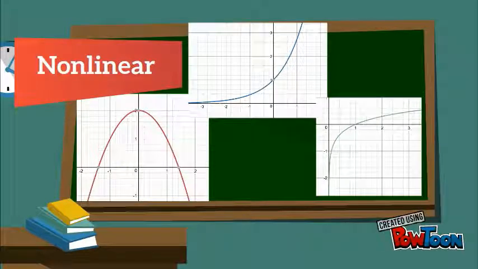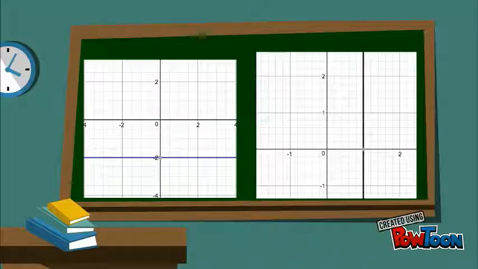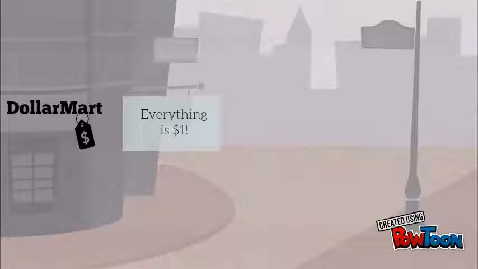Here are some examples of nonlinear functions. As you can see, they are not straight lines, but they are functions by our definition. Now here's the tricky part. It can be a straight line, but it also has to be a function to be a linear function. So a horizontal line is a function by our definition, but a vertical line is not.